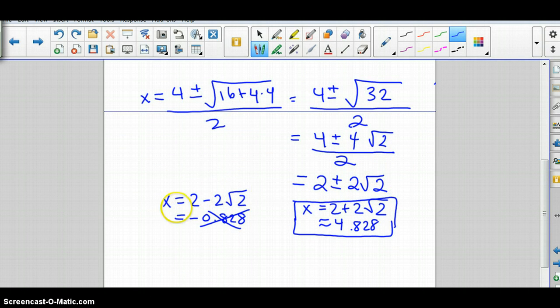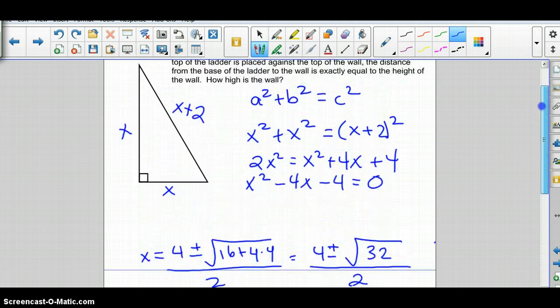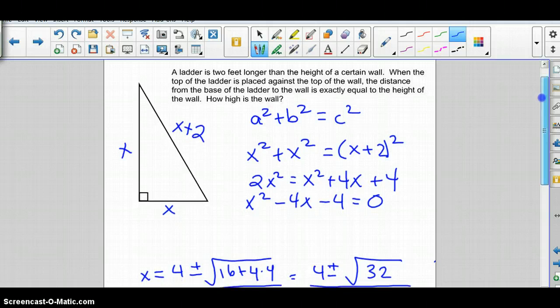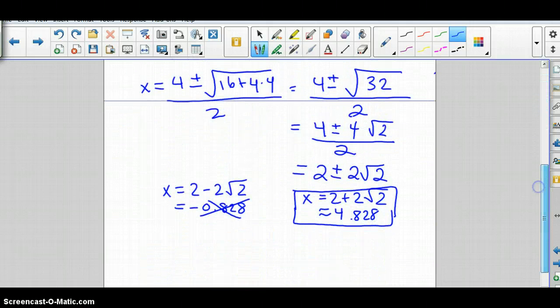So I took them individually. I had x equals 2 minus 2 square root of 2, and I got a negative decimal. And obviously my x is not going to be a negative length, so I could rule that option out. Instead I looked at x equals 2 plus 2 square root of 2, and that's about 4.828. And I said that was my final answer. And the last thing that I need to include to make this complete is to add my units.